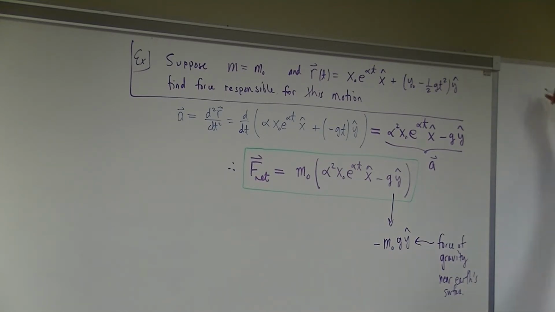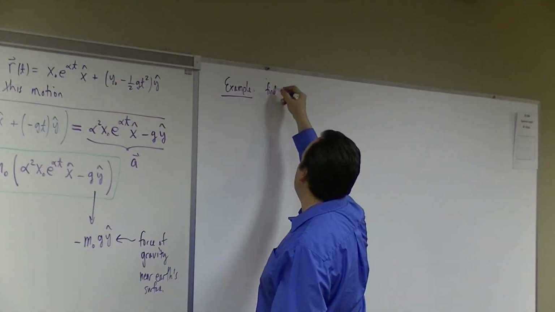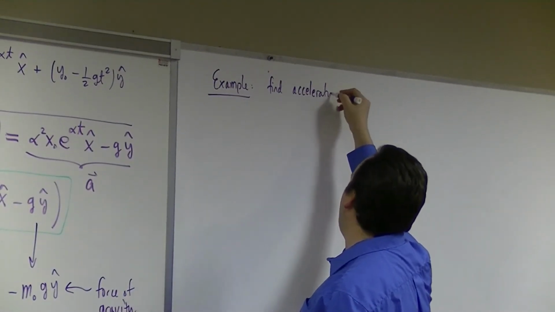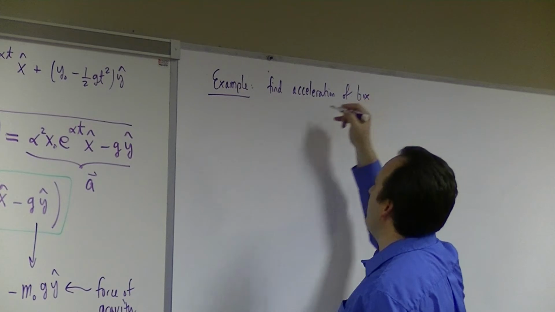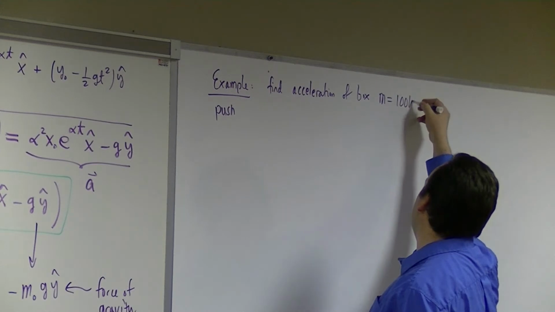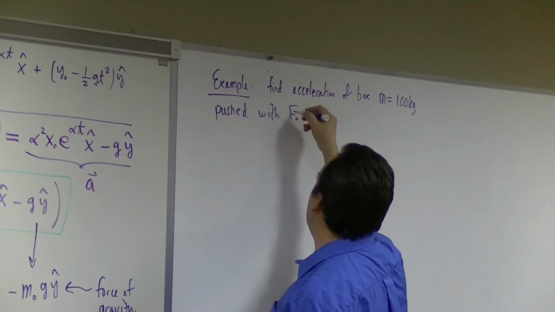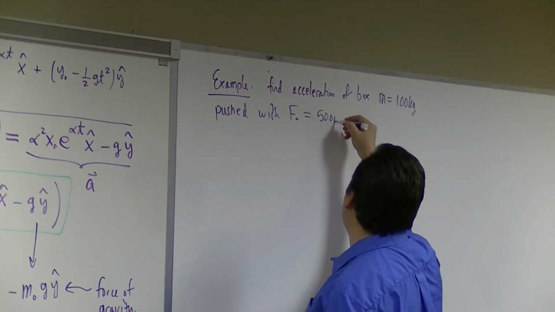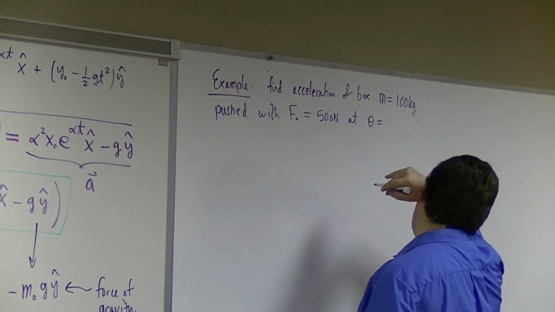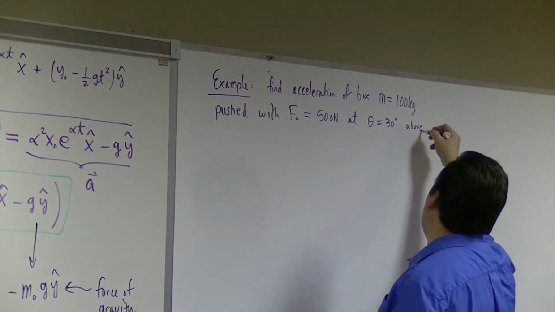Okay, so here's a better example. Find the acceleration of a box. Let's say the mass of the box is 100 kilograms, and let's say it's pushed with force F naught equal to, say, 500 newtons at theta equals, I don't know, 30 degrees above horizontal.